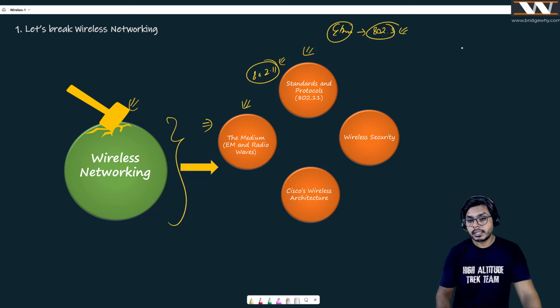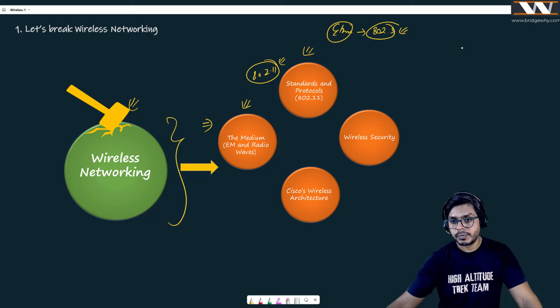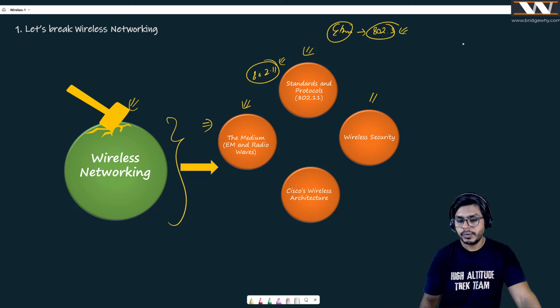The third problem which I came across, where most of the network engineers have issue, is wireless security. We will be talking about it.